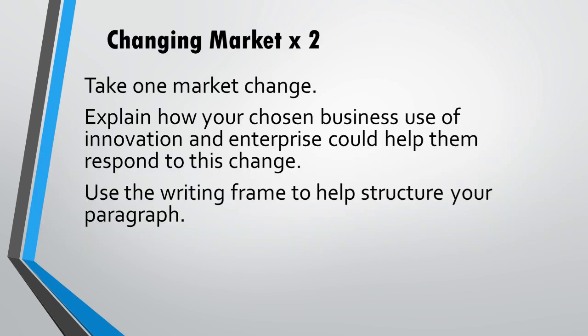What you then need to do is market changes. For this part of the assignment, loads of people have only done one. But you do have to include two, because it says changing markets. So take a market change. What you then need to do is explain how the business has used innovation or could use innovation to respond to this. Remember, a market change is something that happens outside of the business that would affect all businesses.